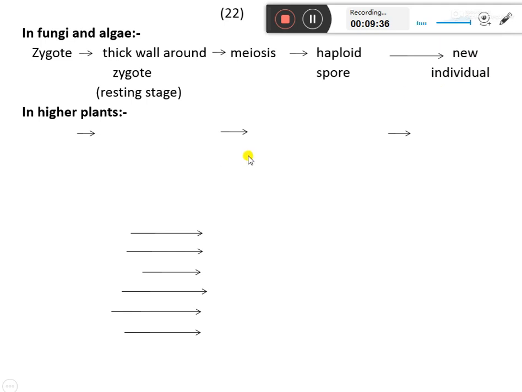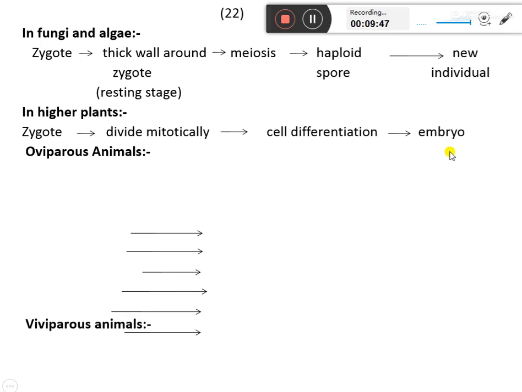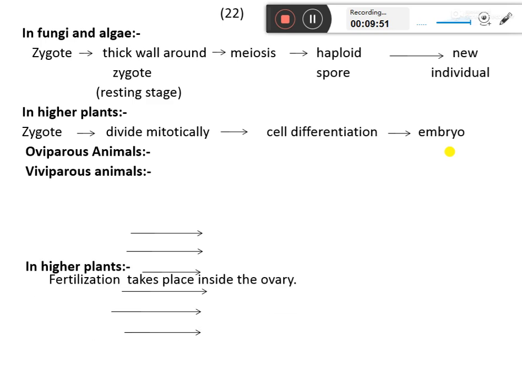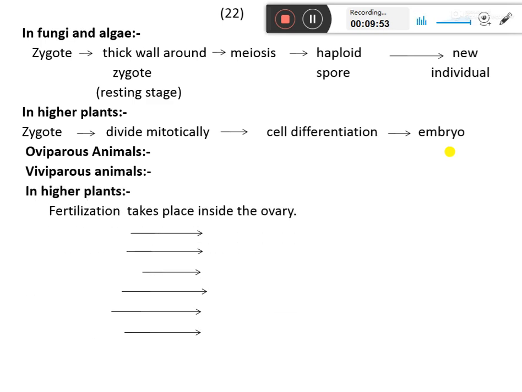In case of the higher plants, the zygote divides mitotically and undergoes cell differentiation to produce the embryo. The oviparous animals are those animals which produce the egg, while the viviparous animals are those which give birth to the young organism.